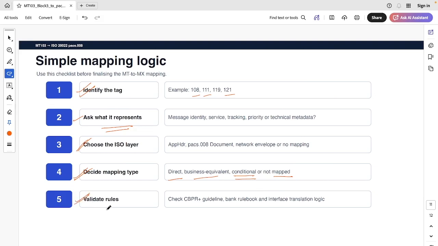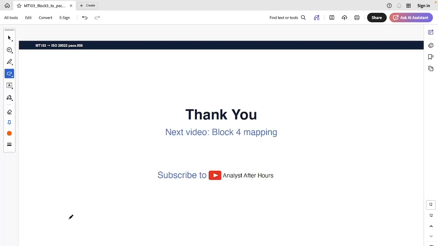Step 5, the last step, is to validate the mapping. The analyst should check the current CBPR+ usage guideline, the bank's internal message rulebook, the interface or translation specification, the current message schema version, and the end-to-end test scenarios. So this is the mapping logic we should follow when we are working on MT to MX migration. And with this, we come to the end of this session.